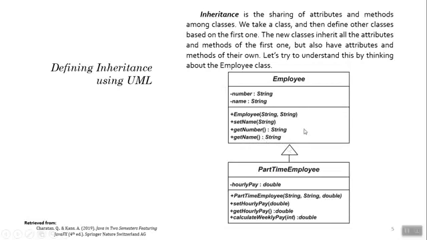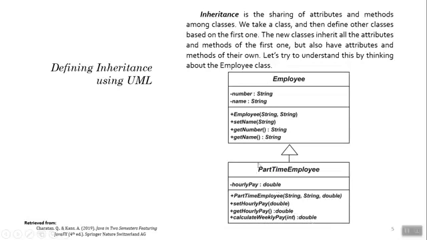Here your class is the part-time employee, and it has hourly pay, which is of type double. It has a constructor, part-time employee, with string, string and then double. Then set hourly pay, which accepts a double as a parameter, and get hourly pay with a double return type, then calculate weekly pay, which takes an int, with a double return type.